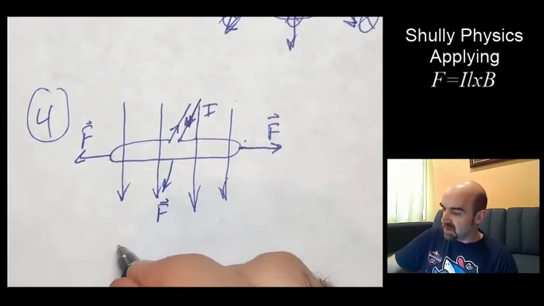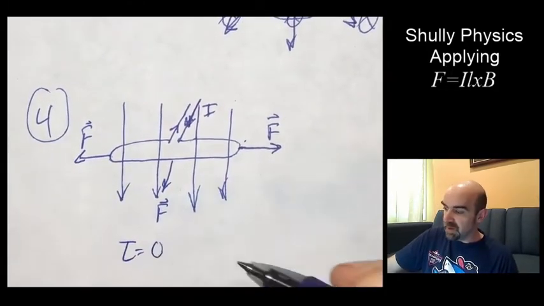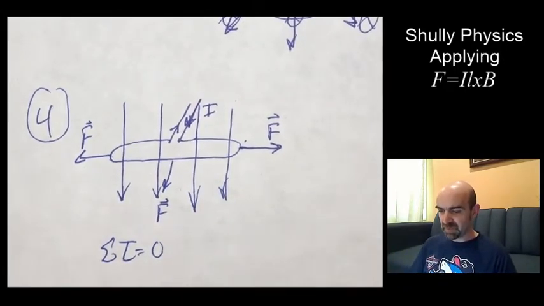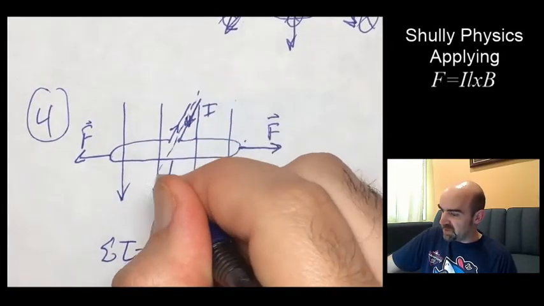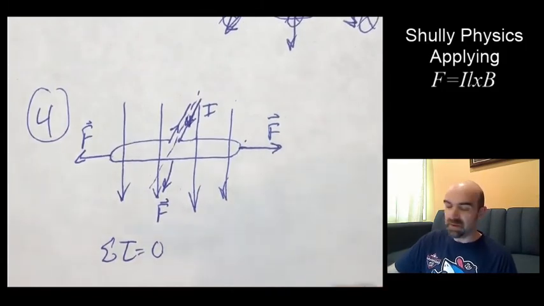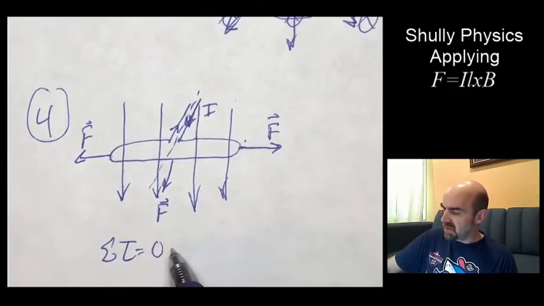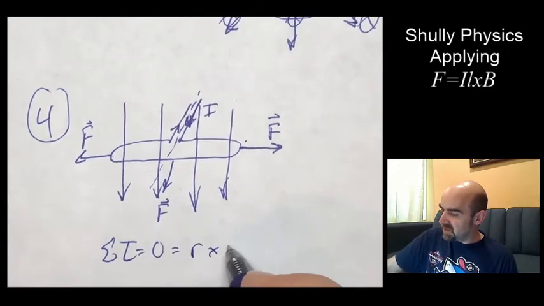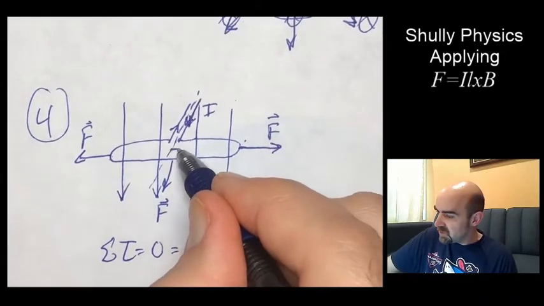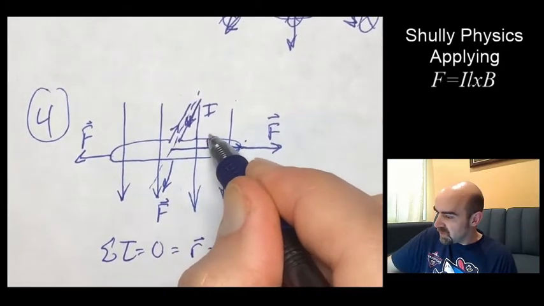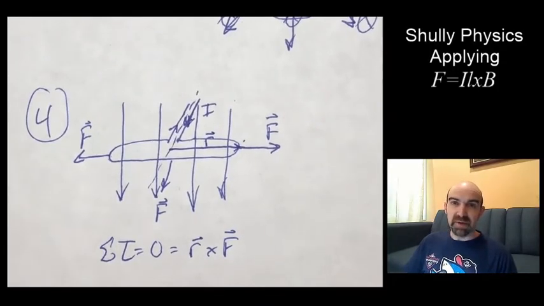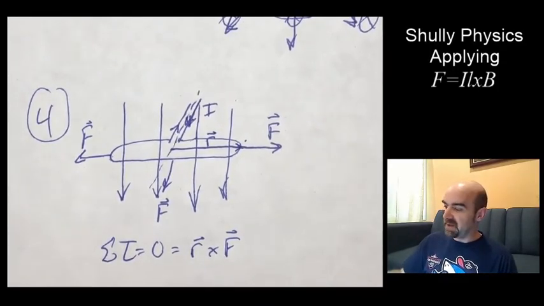And here, the torque is 0. The net torque on all parts of that loop is 0. This is the axis of rotation, and none of those forces are perpendicular to that axis of rotation. So there's 0 torque. Remember, torque is R cross F, where R is the torque arm. That's the length from the axis of rotation out to where the force is being applied.